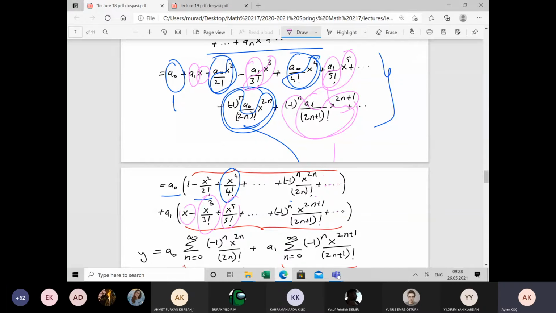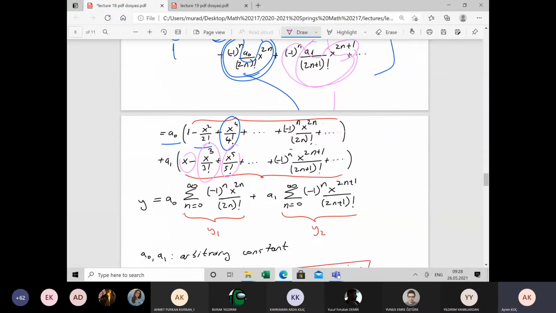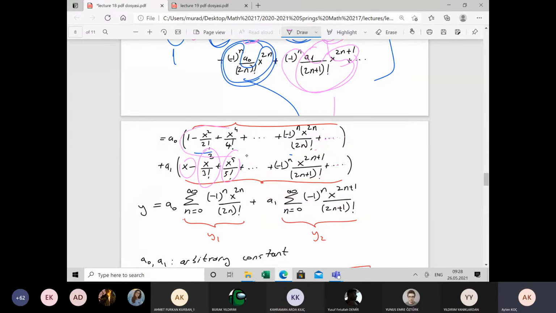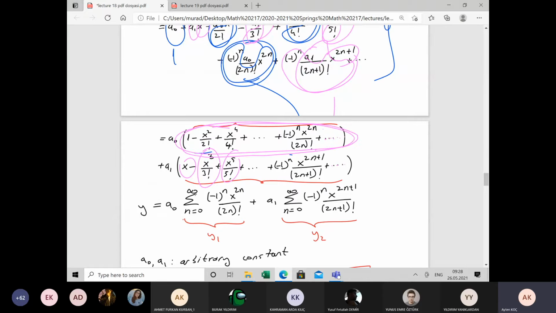So, what is the first one? Look at the coefficient of a0 in this part, and write the sigma notation. Use n from 0 to infinity, and look at the general term right here. From n equals 0 to infinity, because when n is 0, x to the 0, over 2 times 0 factorial, we obtain 1.